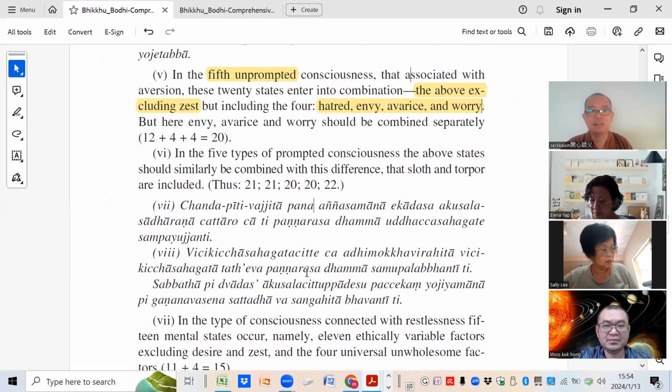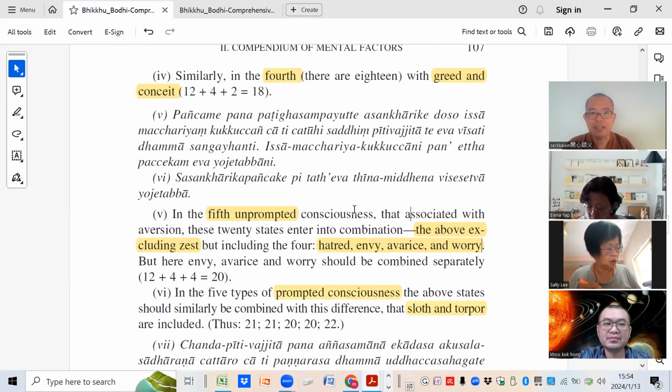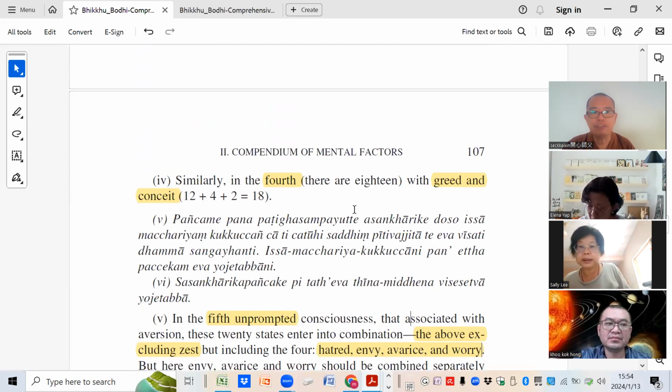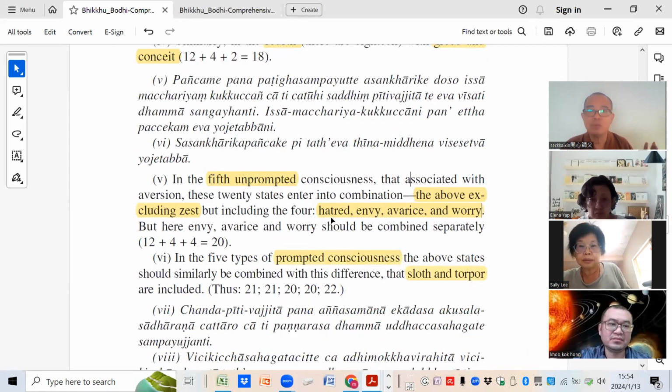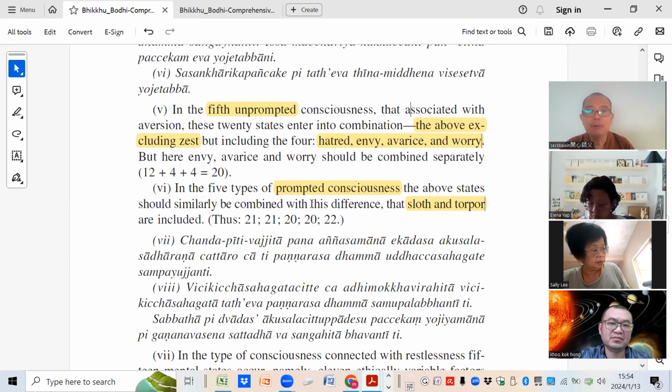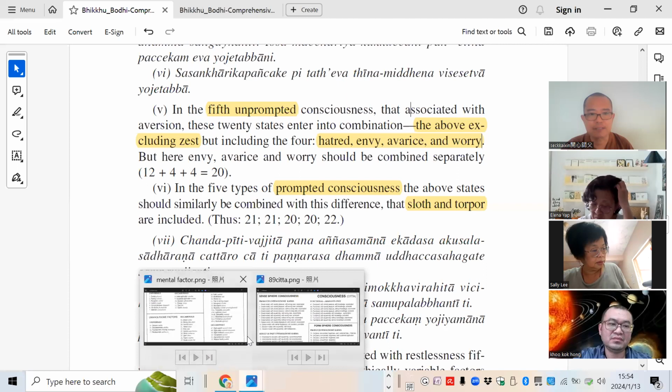Okay, next let's take a look. In the 5 types of the prompted consciousness above the states, what is the combination? What is the difference? It is because the sloth and torpor make them prompted. Meaning to say, with the previous figure, we just add 2 only. But we have to get the 5 types of the prompted in the first place.